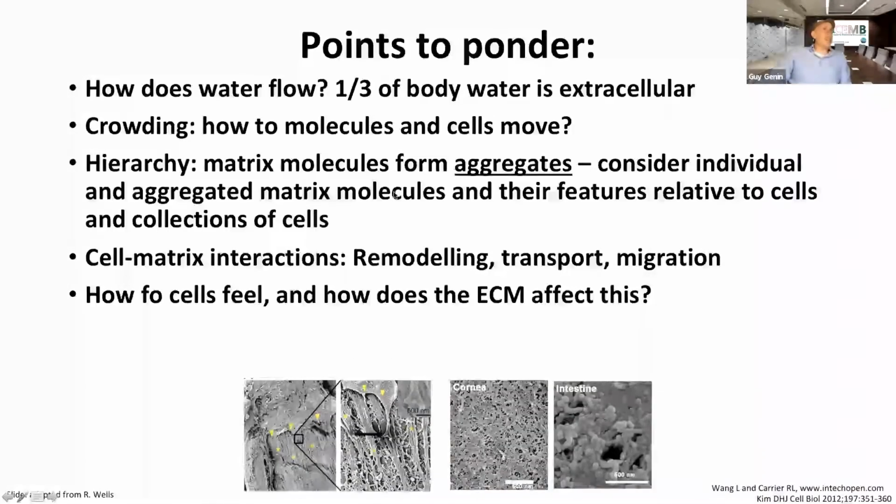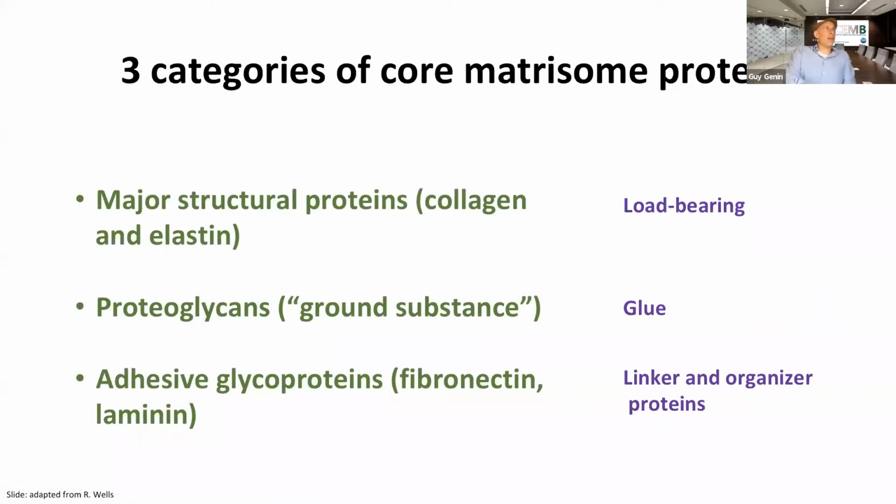But even there, there are these hierarchical aggregates, and then these determine how cells feel. And then we'll talk a little bit about cell matrix interaction. So the details of the matrix determine how a cell can interact with it, and they also determine what a cell feels. All right. So anyway.